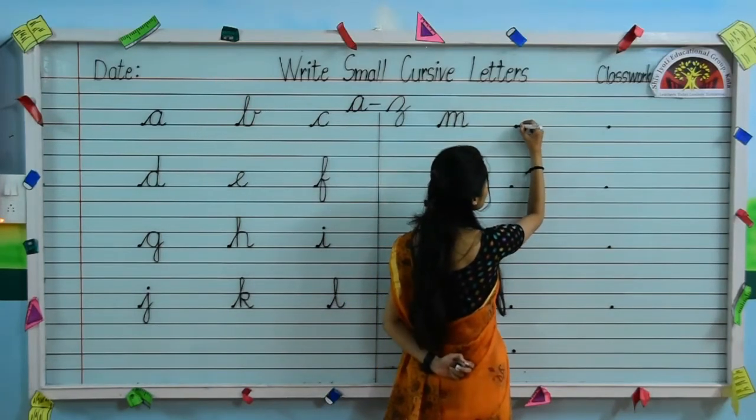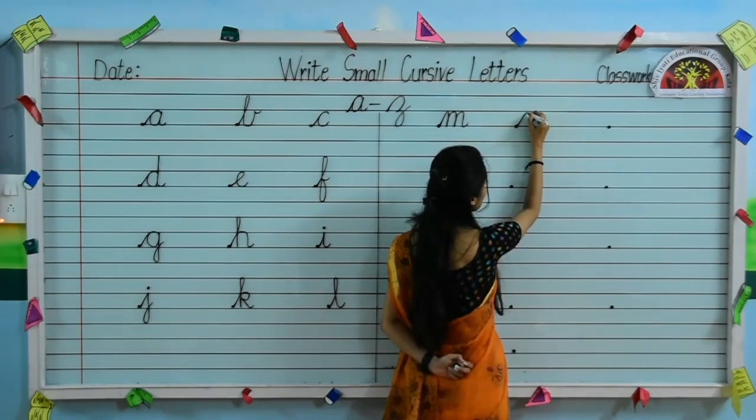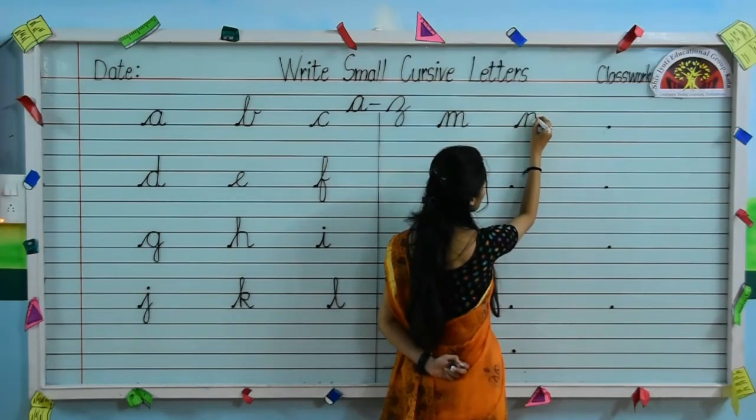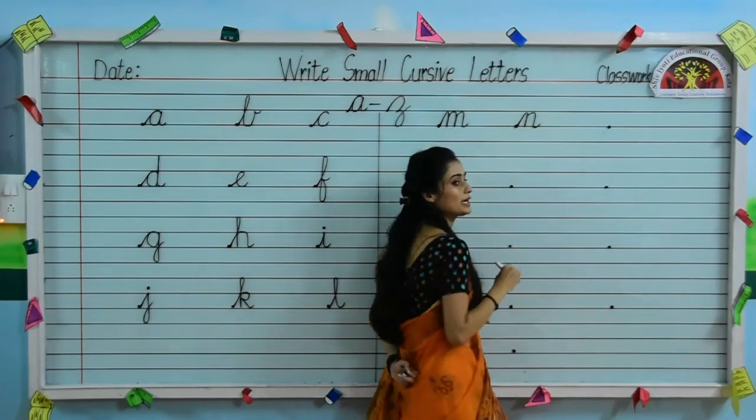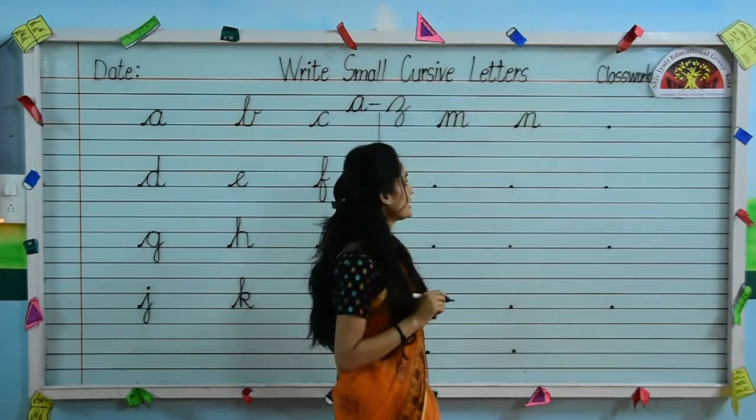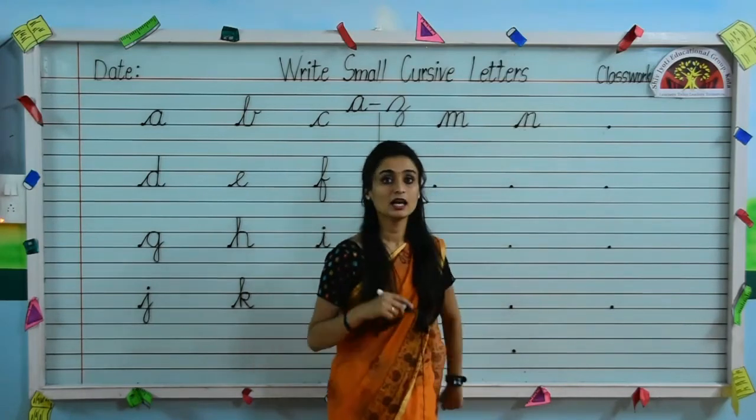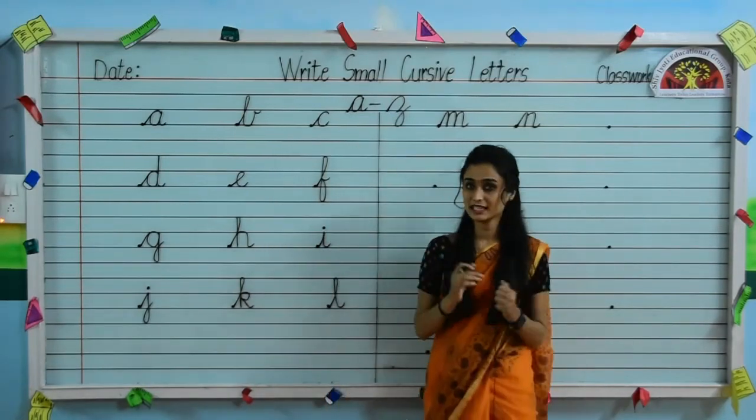The next one is N. Slanting line up, touch the second line. Come down, touch the third line, go back and curve, come down, touch the third line and out like this. This way you have to write your letter N. Now tell me fast, which is the next letter?